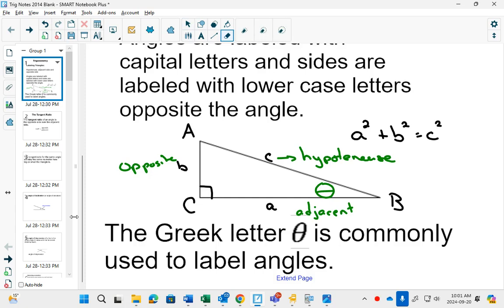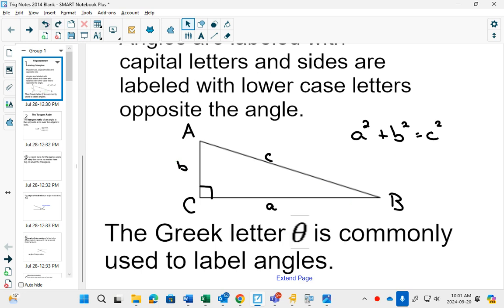Now, I'm going to erase the green. Oh, maybe I can just backspace. And I'm going to do it again with the other angle. If I was thinking about this angle, would you agree this is still your hypotenuse? But now this is your opposite side, and this is your adjacent side. So the hypotenuse never changes, but opposite and adjacent is based on which angle you're talking about.